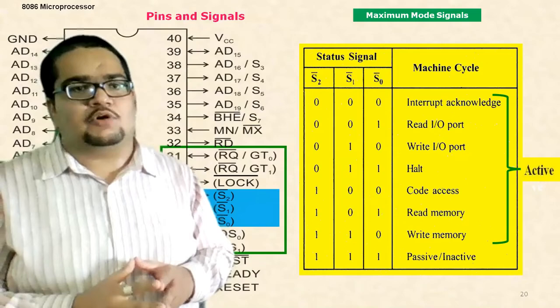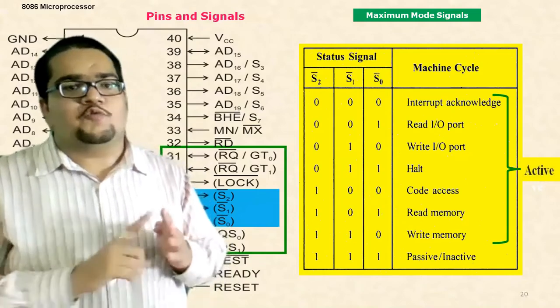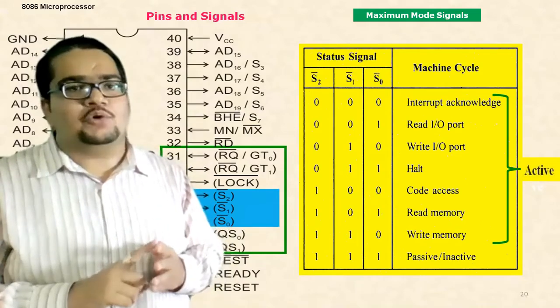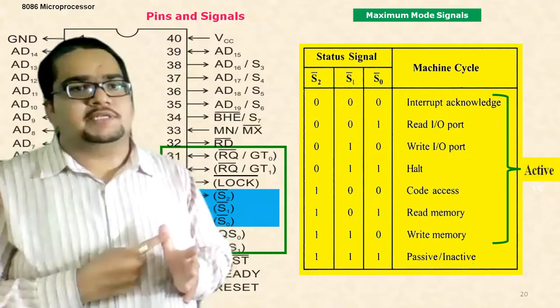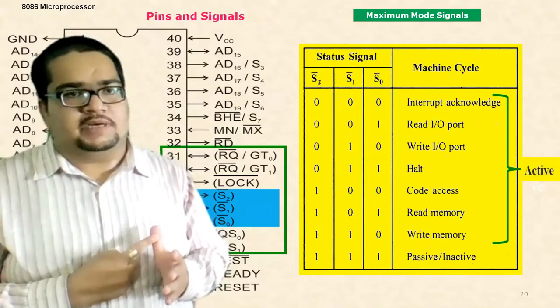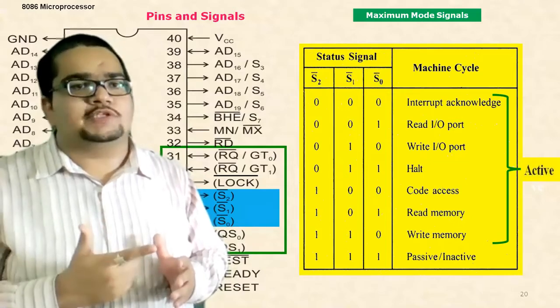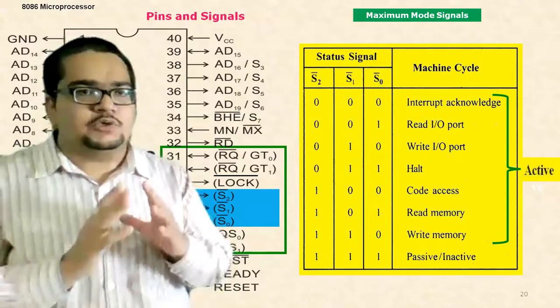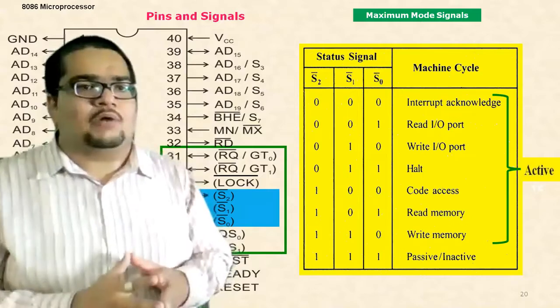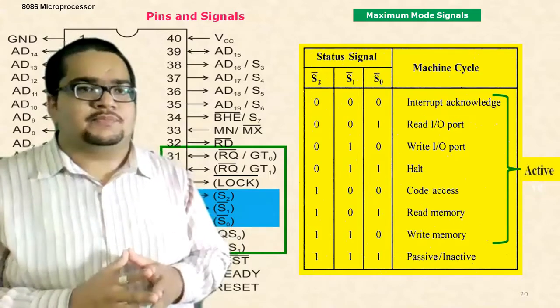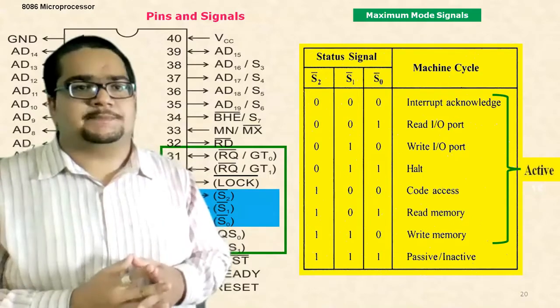We can see that out of those 7 operations, 4 operations are memory and IO read write, 1 operation is interrupt acknowledgement, 1 is program code access, and 1 more is a halt. That means no operation is to be carried out by the processor with the system buses.